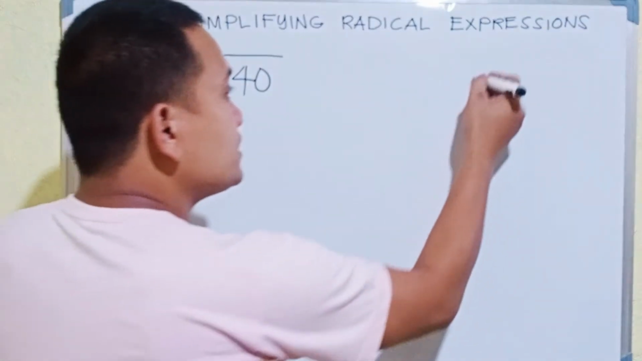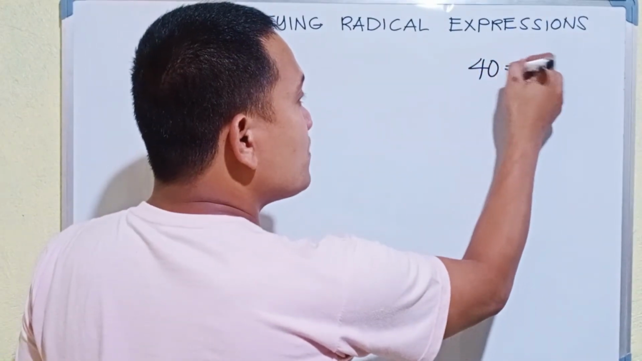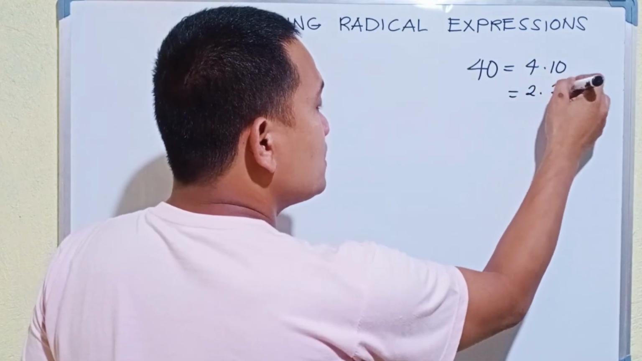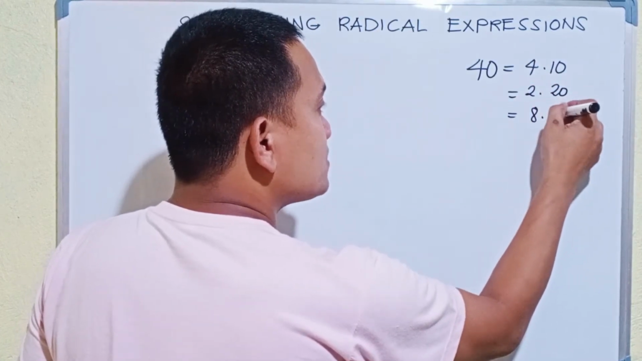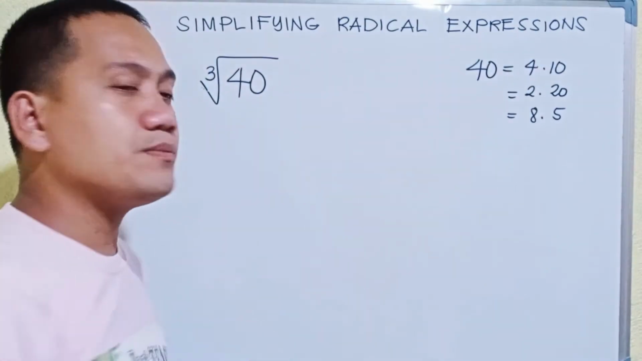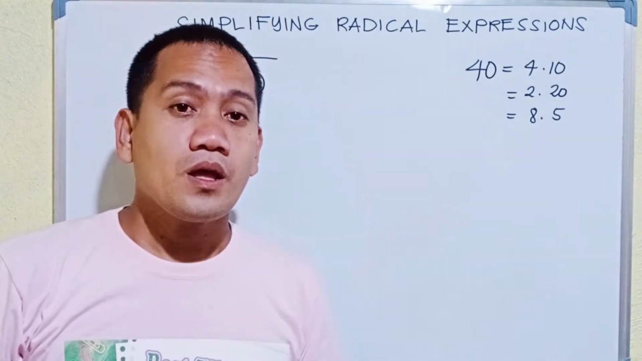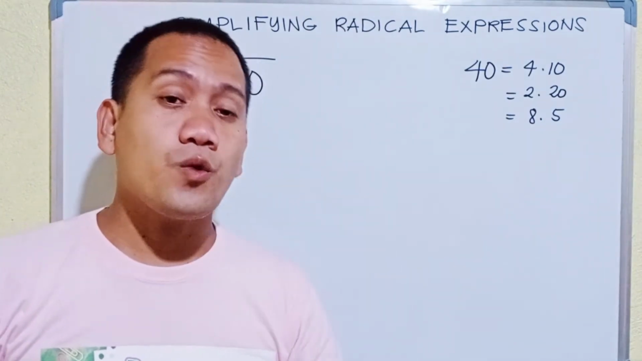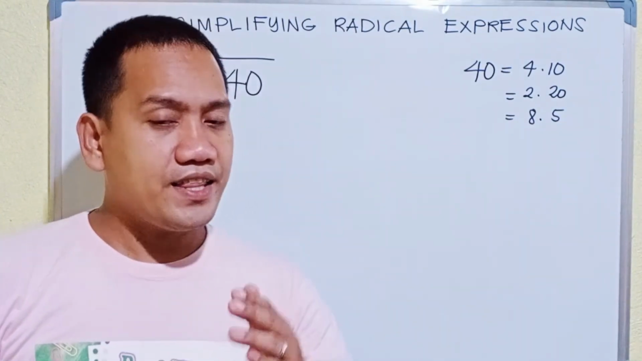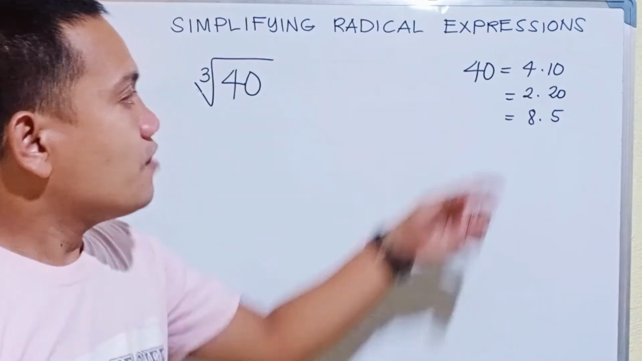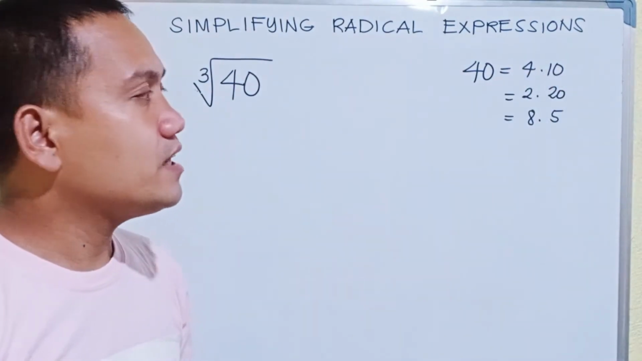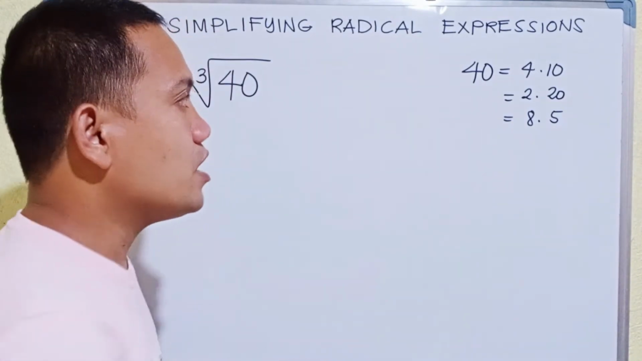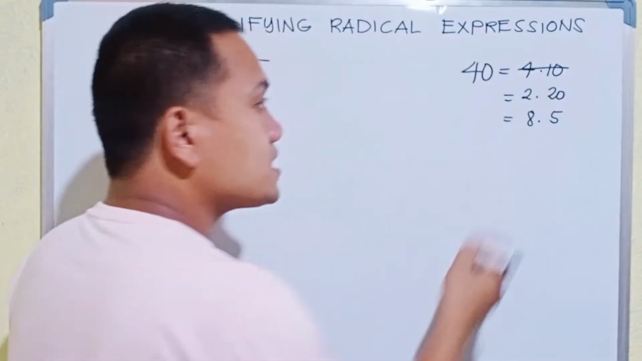So there are different factors of 40. If we list down the possible factors of 40, we will have 4 times 10, 2 times 20, and 8 times 5. So these are possible factors of 40. But among these factors, which of them have one factor that is a perfect cube and the other is a non-perfect cube? From our first pair, 4 and 10, 4 is a perfect square and 10 is a non-perfect square. So we cannot use this one as our factor.